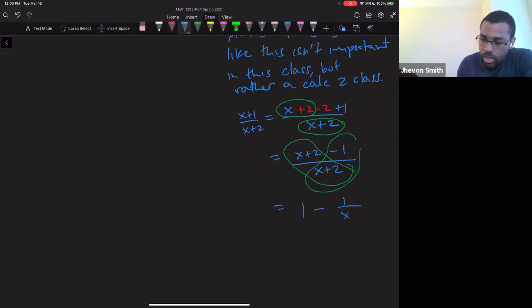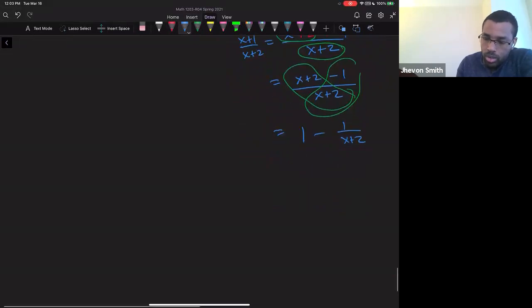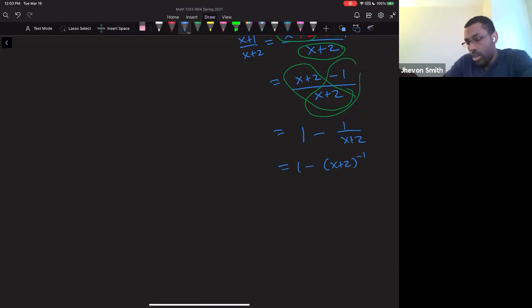It ends up being 1 over x plus 2. Or you can think of it as 1 minus x plus 2 to the minus 1. In which case, the derivative of the 1 is going to be 0. The derivative of the other guy is going to be, you bring the minus down, subtract 1 from the power, multiply that by the derivative of the inside, which is 1. So it's easy to see that the derivative of this is actually going to be x plus 2 to the minus second power.